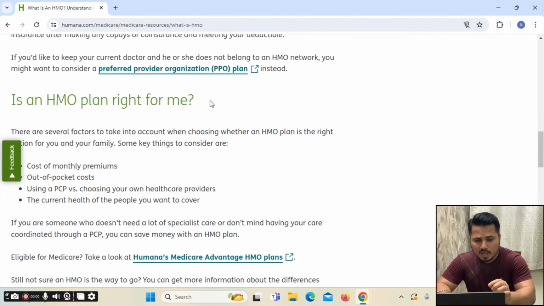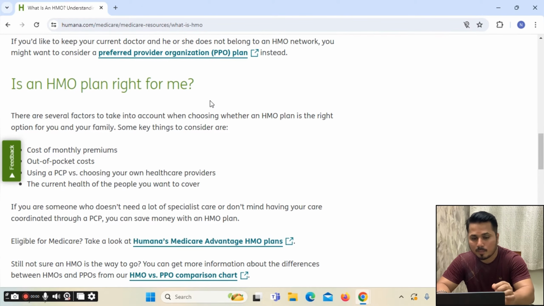Now, if you would like to keep your current doctor and he or she does not belong to an HMO network, you might want to consider a preferred provider organization plan, which is also called PPO plans.